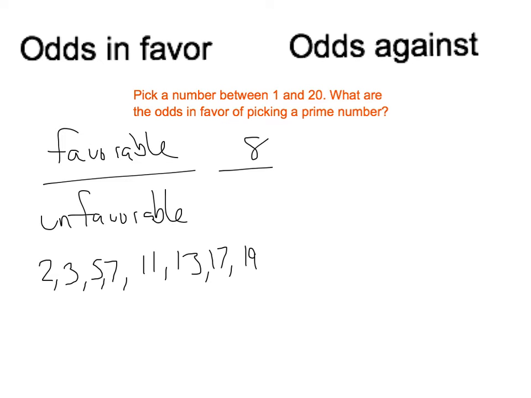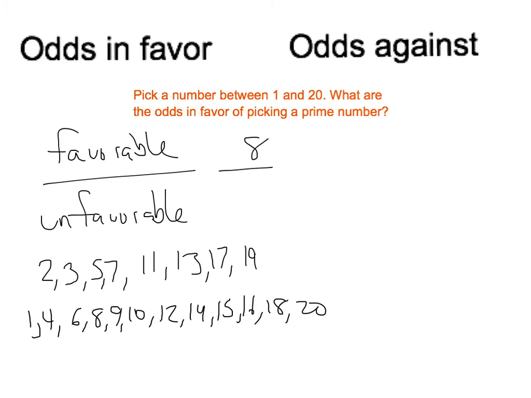Well, unfavorable in this situation would be numbers between 1 and 20 that are not prime. So 4, 8, 12, 15, right? So if we count the other ones, you'd have 1, 4, 6, 8, 9, 10, 12, 14, 15, 16, 18, 20. So there should be 1, 2, 3, 4, 5, 6, 7, 8, 9, 10, 11, 12 unfavorable outcomes. Okay, so what are the odds in favor? Well, they're 8 out of 12, and we would simplify this down to 2 over 3.